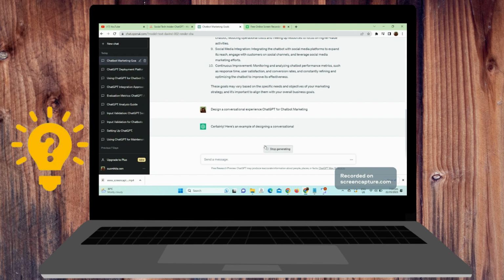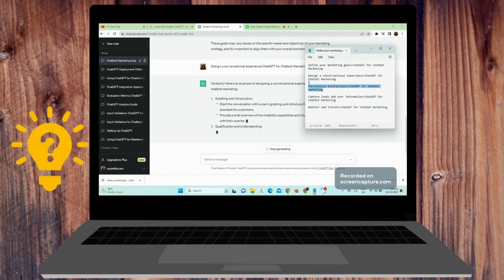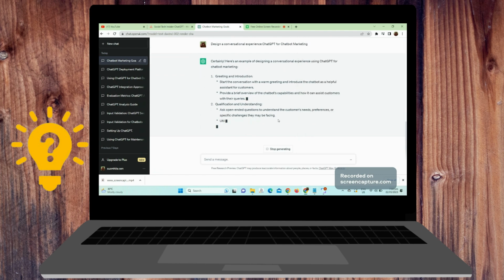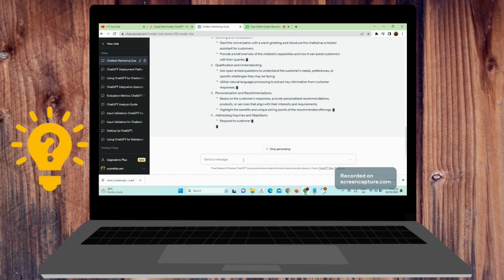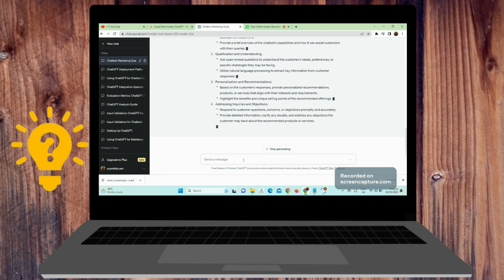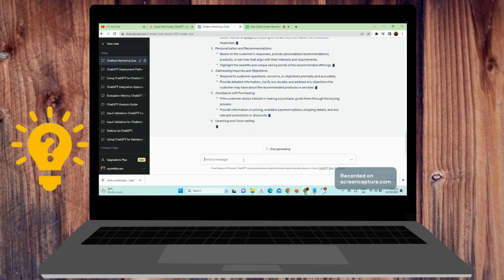Third is personalized interactions. Leverage ChatGPT's capabilities to tailor responses and recommendations to each user's preferences and needs, enhancing the user experience.